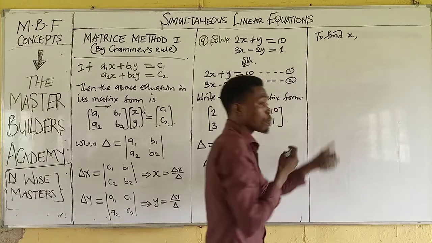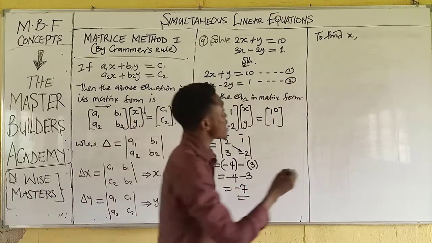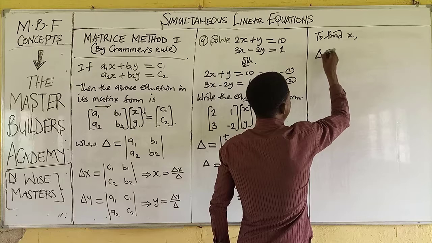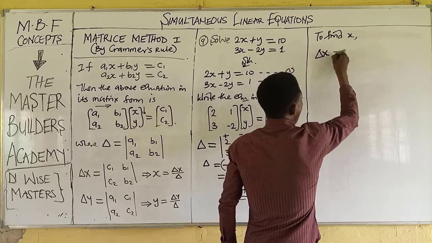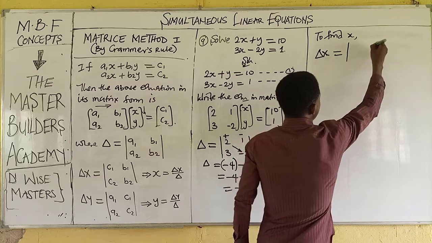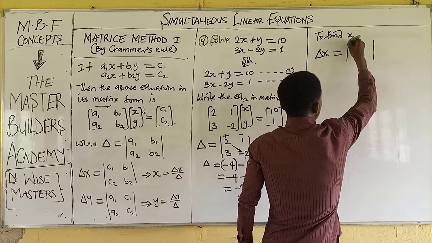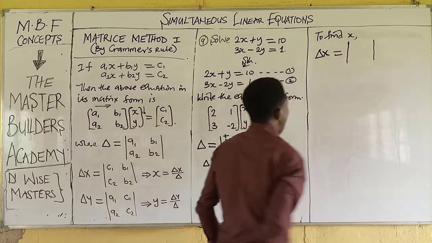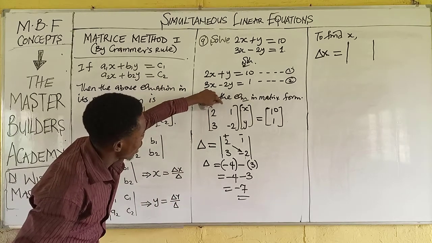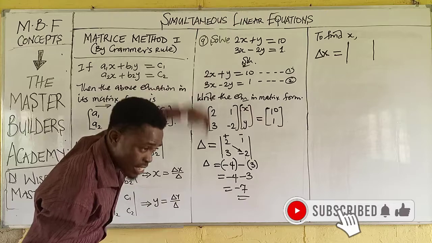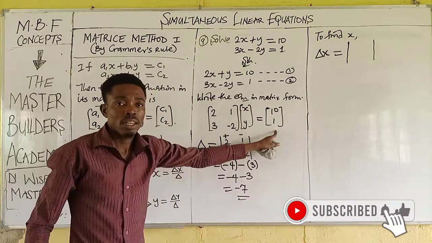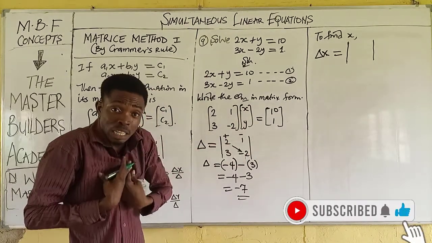You see now, at this point I want to find x. To find x, the first thing we will do is to find the determinant with respect to x. And how do we find this determinant with respect to x? Let's create a column or the matrix determinant column. Now, we will come here. We are going to replace everything that has to do with x with this constant.